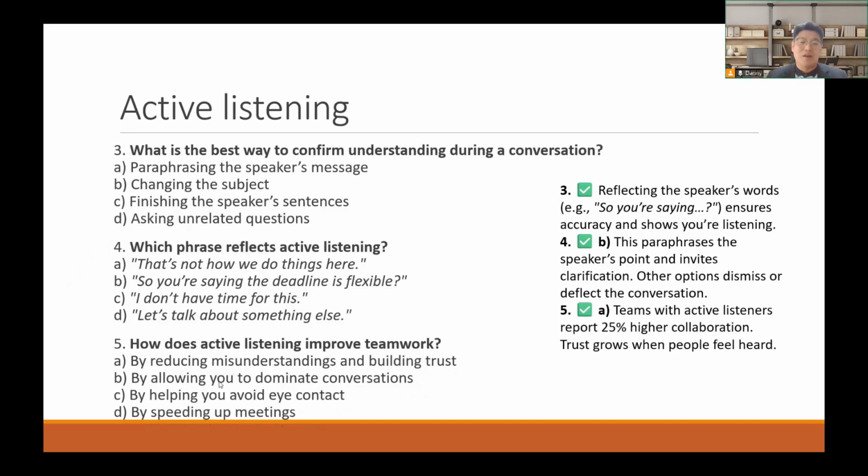This is A, okay? Teams with active listeners report 25% higher collaboration. We mentioned that before in session 9 about the data, so you can refer to that session if you forgot about the data we provided. And trust grows when people feel heard. So we can realize these benefits according to the efforts of listening actively.